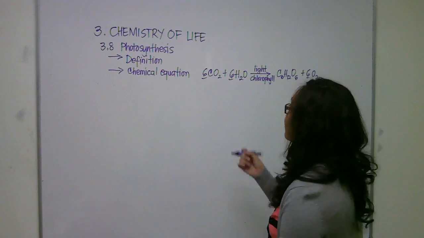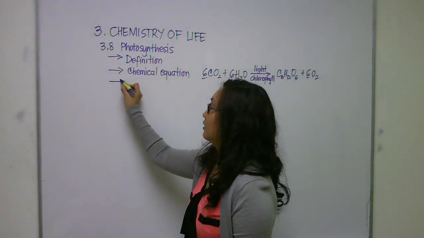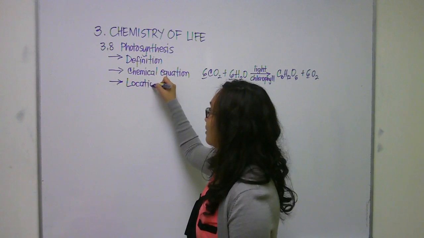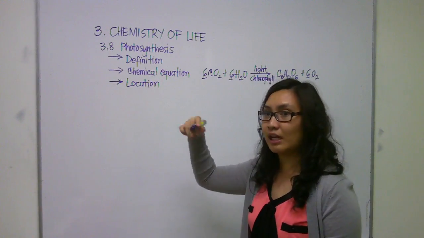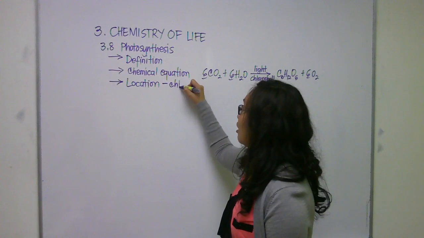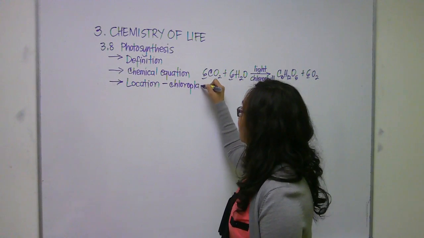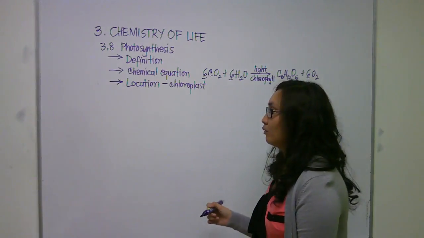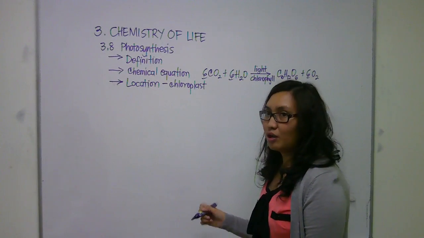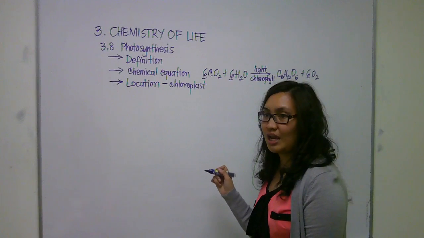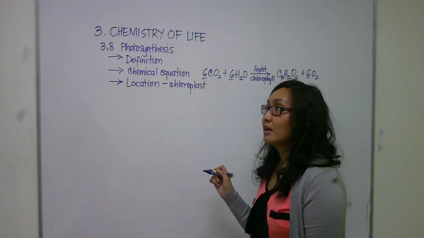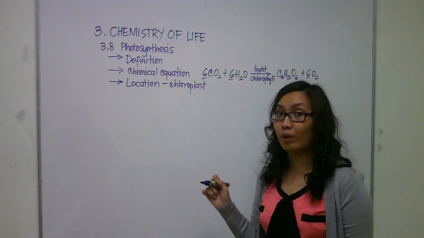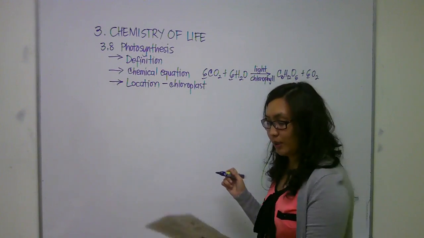Okay, so apart from that, we have to include the location of where the photosynthesis is occurring. So when you say location, we have to include the structure of the chloroplast. So just like in mitochondrion, it is also double membrane, and there are structures such as the thylakoid membranes where light-dependent reaction is occurring, and we also have the stroma where light-independent reaction is occurring.